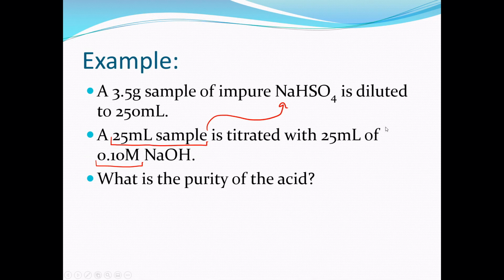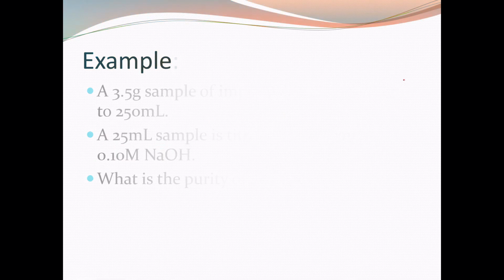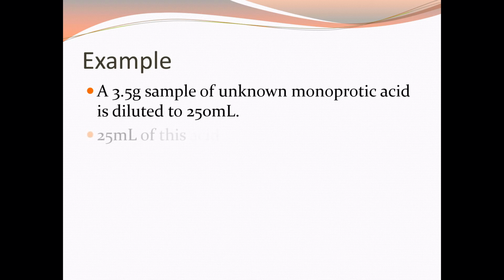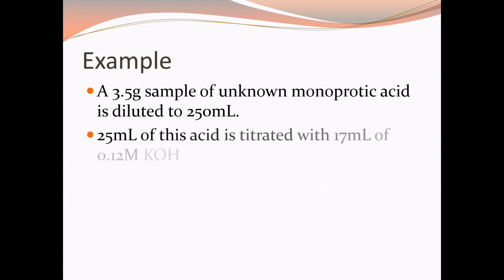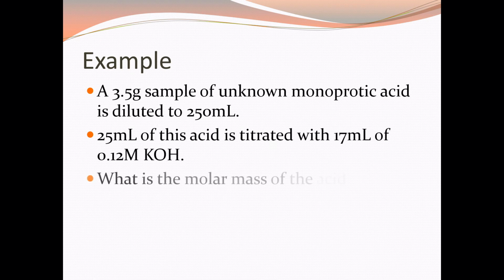Okay, so one last example. Here we have a 3.5 gram sample of some unknown monoprotic acid. We're diluting it to 250 milliliters. Then we titrate a 25 milliliter sample of this with the following amount and concentration of potassium hydroxide. And then we're asked, what is the molar mass of this particular acid? A big assumption we're going to make here is that we're going to assume 100% pure. Otherwise, the problem is a little bit more complicated.